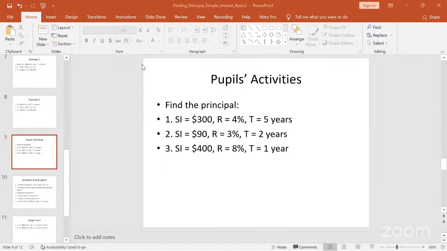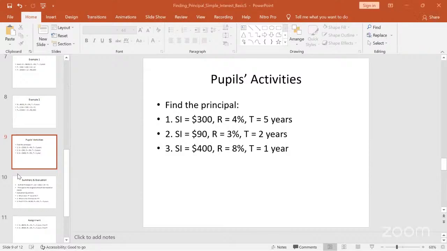So you can see that you've automatically learned how to find the simple interest and also the principal. It's not that hard when you're looking for simple interest and principal. The same thing goes for the rate and the time. On Friday, we'll be looking at how to find the rate and the time. But when it comes to principal, I know that is easy.